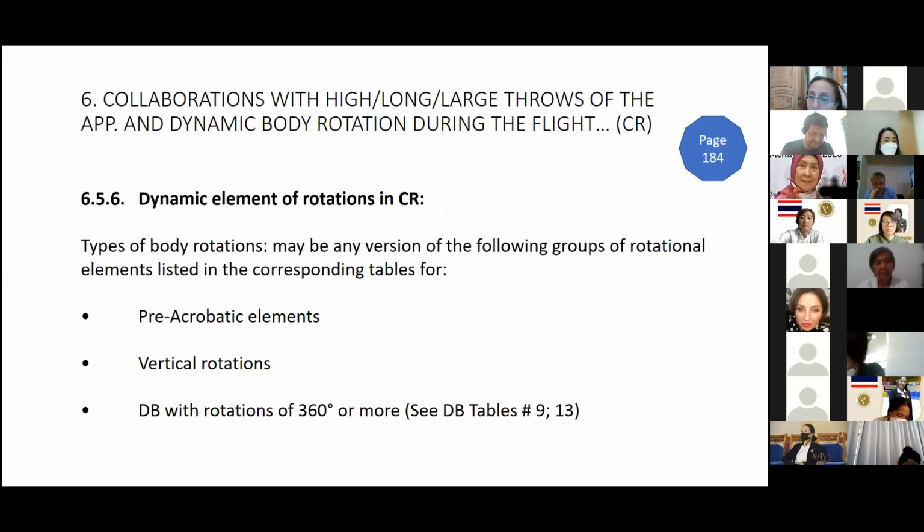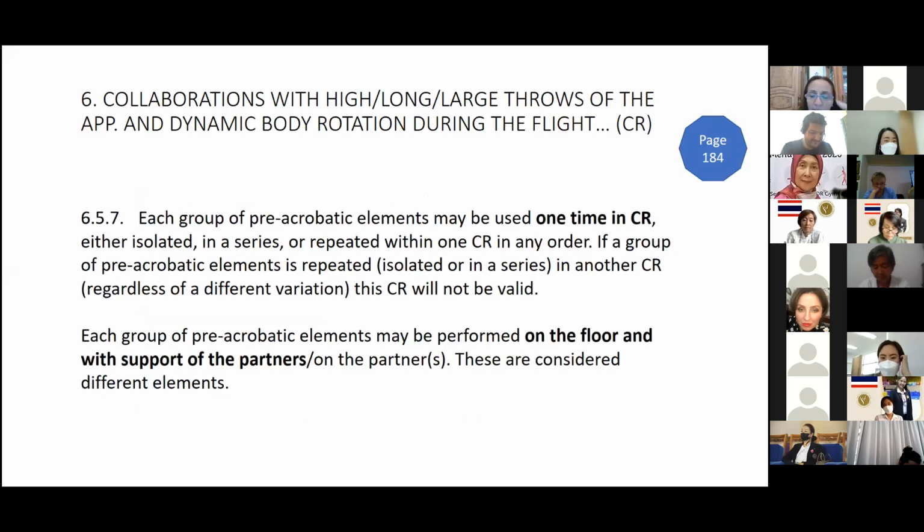The same categories are the pre-acrobatic elements, the vertical rotations, and the DB with rotations 360 degrees or more. Each group from the 14 groups that we have of pre-acrobatic elements may be used one time in collaboration rotation, either isolated in a series or repeated with one collaboration in any order. So only one time. If a group of pre-acrobatic elements is repeated, isolated, or in a series, in another collaboration, even with deflation, straight leg, bent leg on the elbows, or standing on the knees, this collaboration will not be valid.